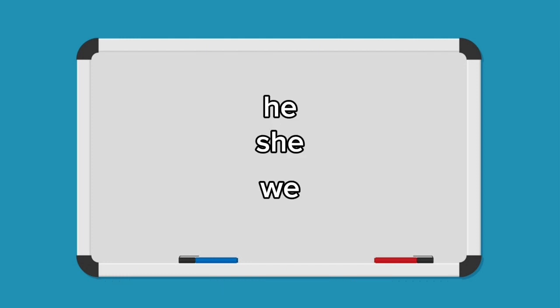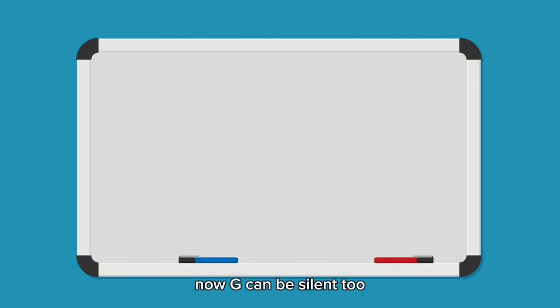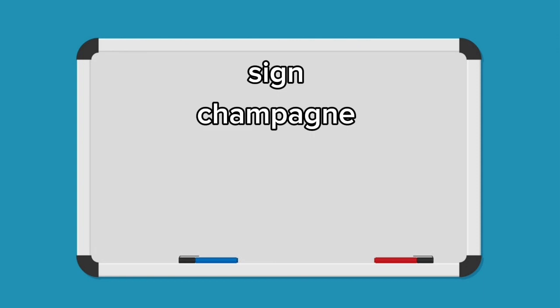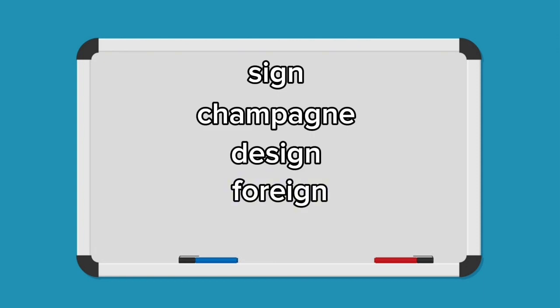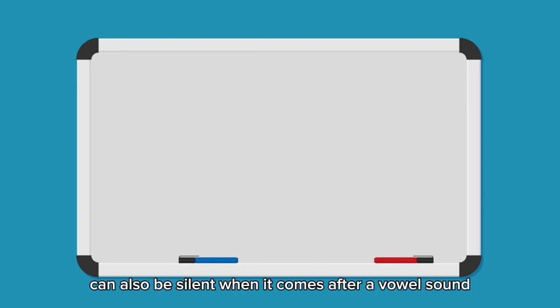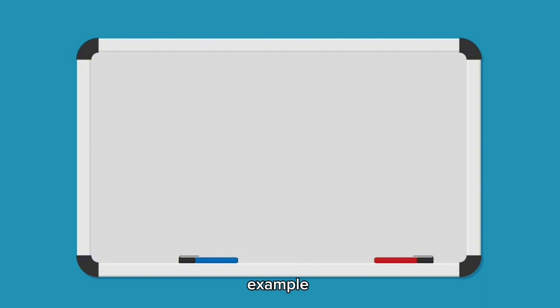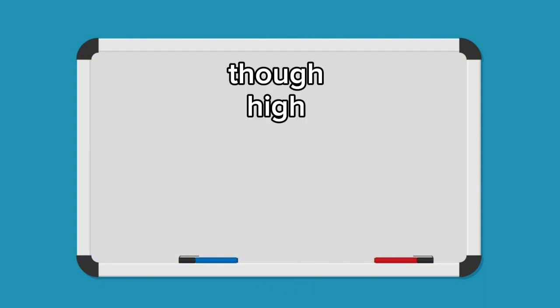Letter G. Now G can be silent too. Think about the words sign, champagne, design, or foreign. And a combination of letters G and H can also be silent when it comes after a vowel sound. Example: dough, high, light, daughter, bright.